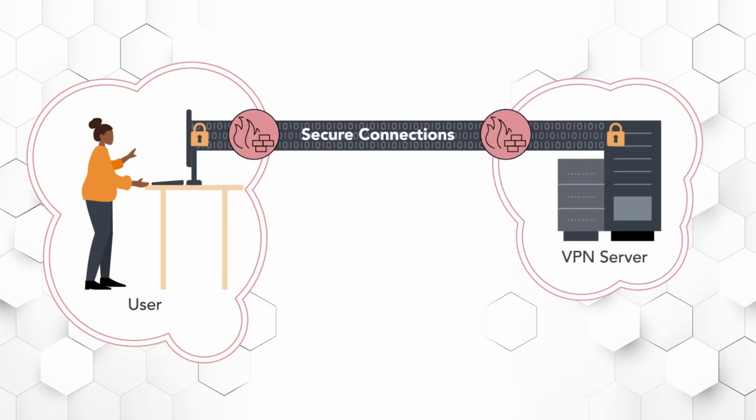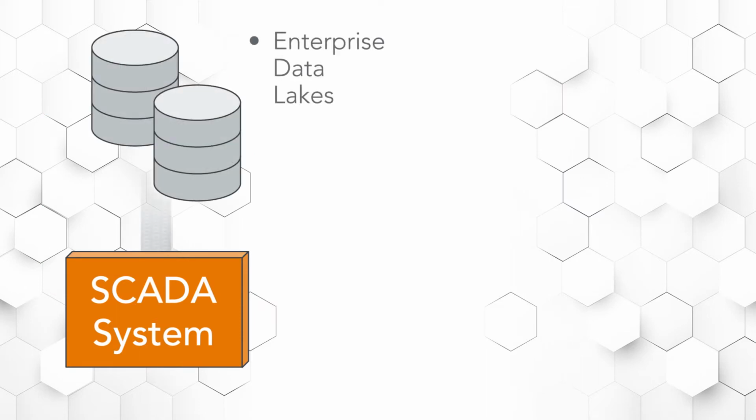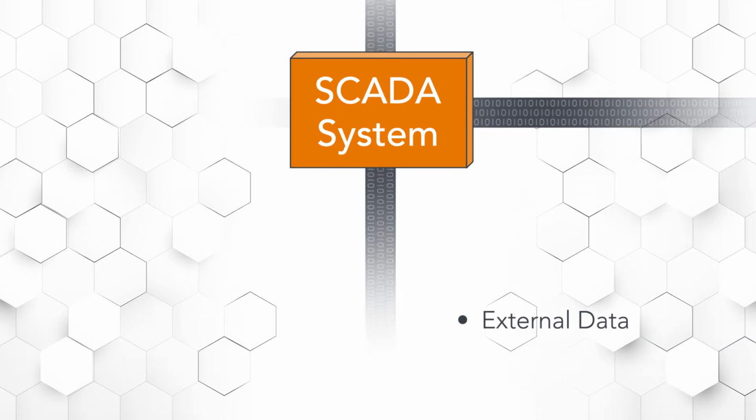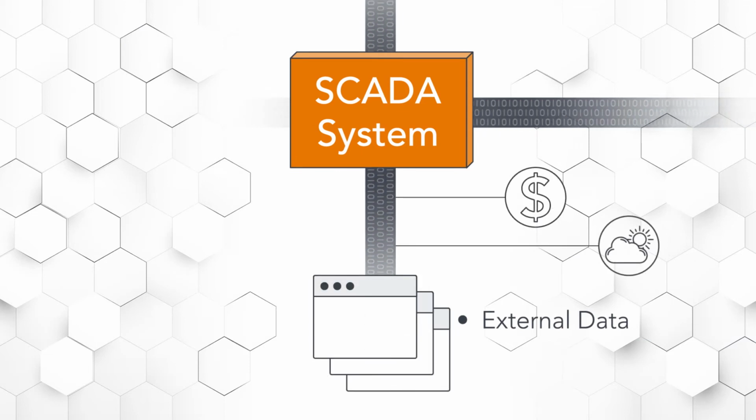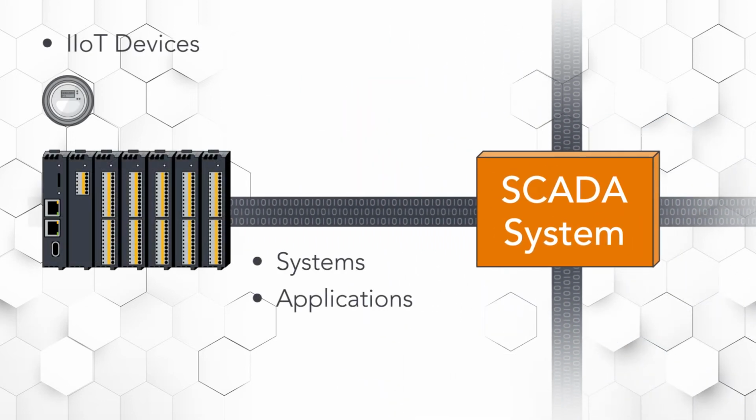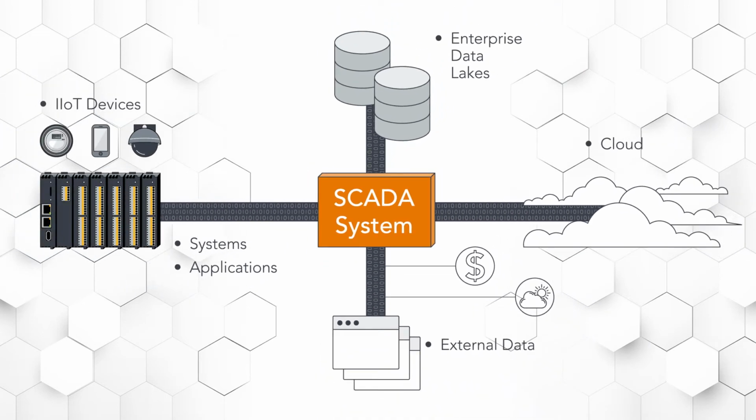As a result, any data source, anywhere, including information to or from enterprise or cloud-based data lakes, external data, such as from a website or FTP site for weather or transactional data, or any system, application, or IIoT device can now safely be connected to the control or SCADA network.